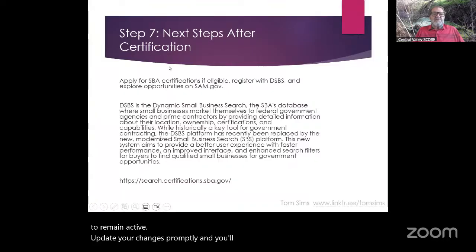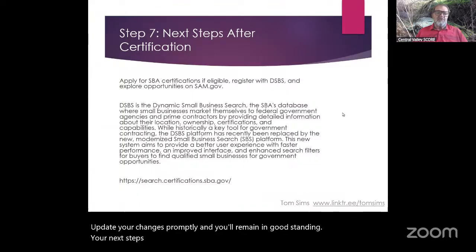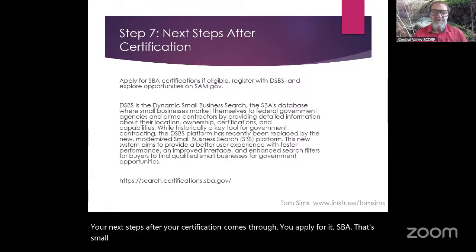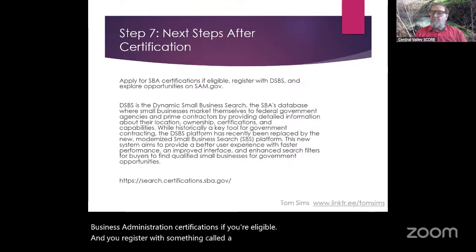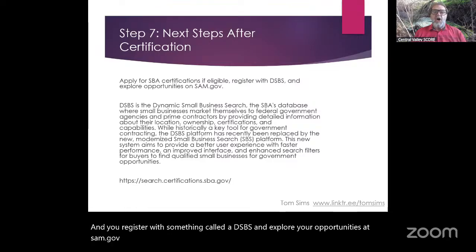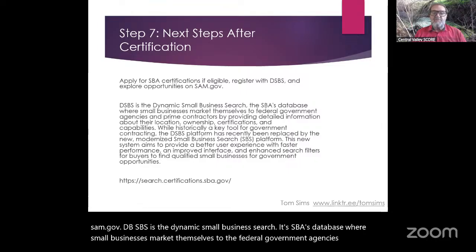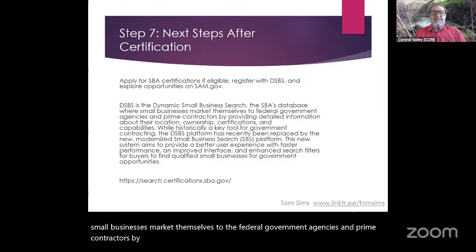Your next steps, after your certification comes through, you apply for SBA, that's Small Business Administration certifications, if you're eligible, and you register with something called a DSBS and explore your opportunities at SAM.Gov. DSBS is the Dynamic Small Business Search. It's SBA's database where small businesses market themselves to the federal government agencies and prime contractors by providing detailed information about their location, ownership, certifications, and capabilities.